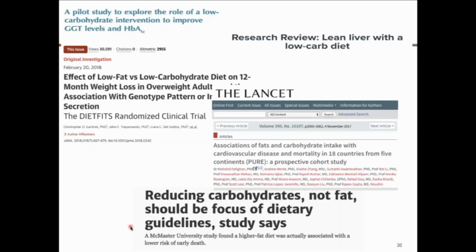There are many different studies that have been done looking at low carb, high carb, low fat. And as you know, this is a very highly debatable topic in media. But one study I want to point out, I'm sure most of you read it, is the PURE study published in The Lancet a few years ago. They looked at 130,000 patients in 18 countries and it was prospective. Their bottom line was that reducing carbohydrates, not fat, should be the focus of dietary guidelines. And in fact, they found that people who consumed a higher fat diet had a lower risk of early death.